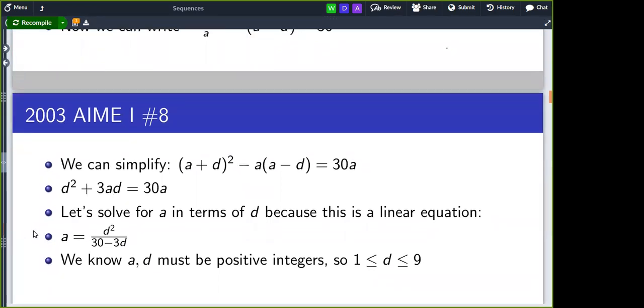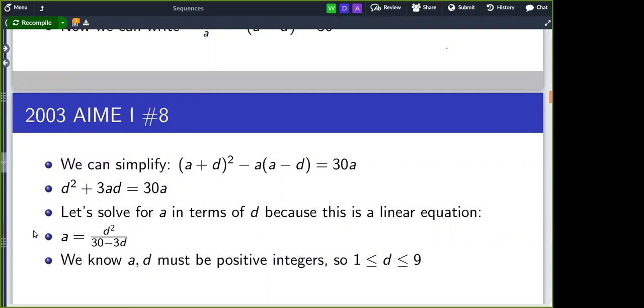So now we only have 9 choices of d to check, and this is fairly reasonable. We can reduce the computation by a little bit. If we take a look at the expression for a, we know that the denominator is divisible by 3. It's 3 times 10 minus d. In order for a to be an integer, the numerator has to also be divisible by 3. That means d squared is a multiple of 3, which means that d is a multiple of 3.